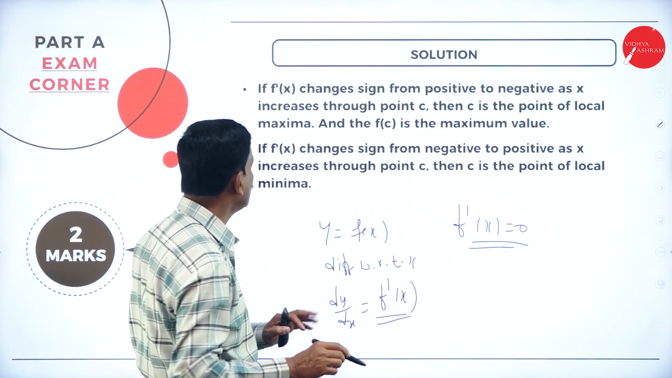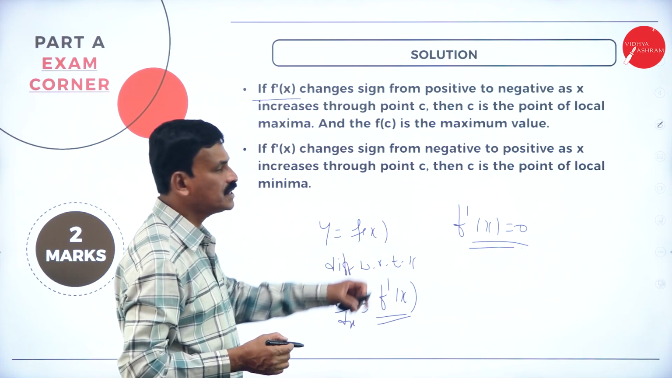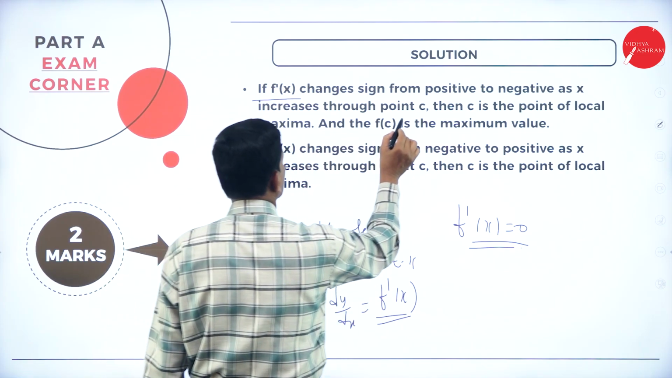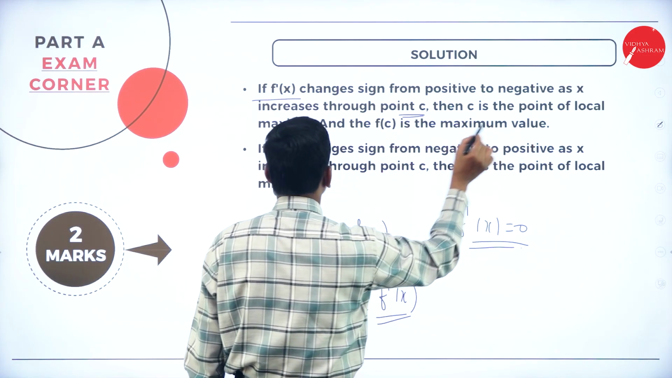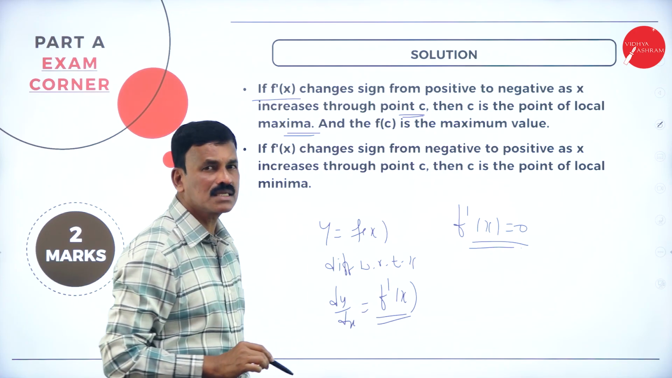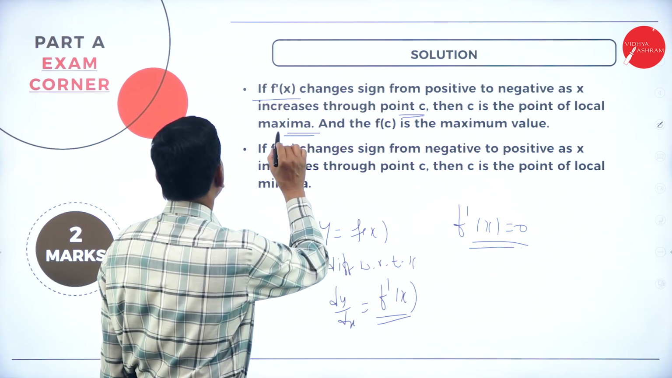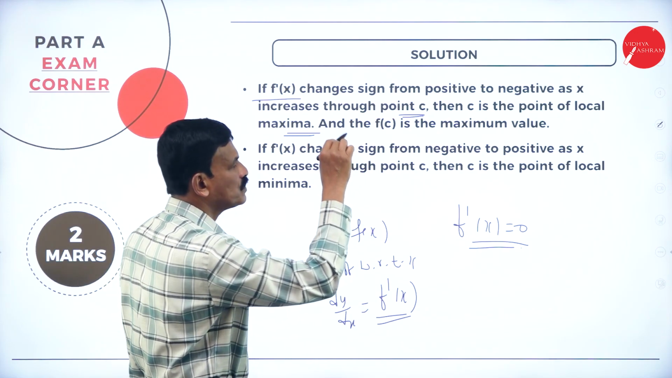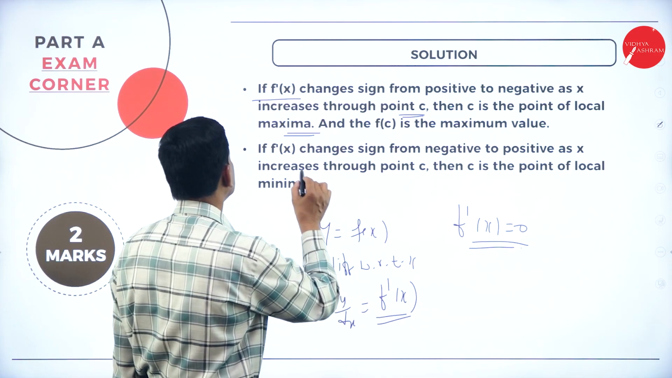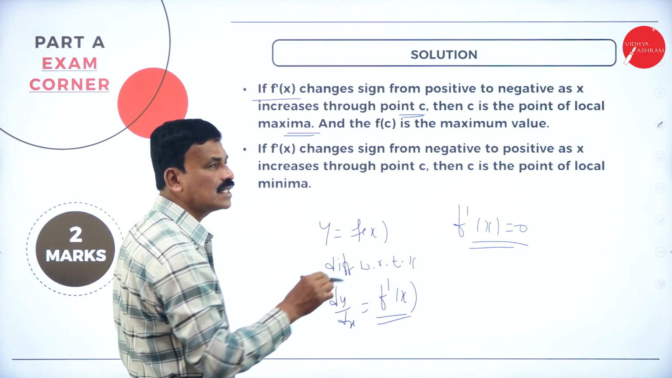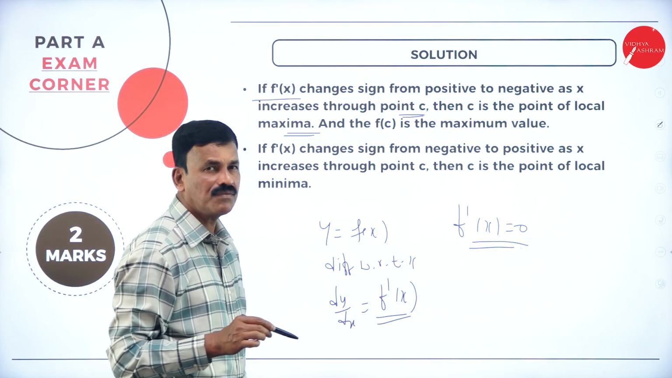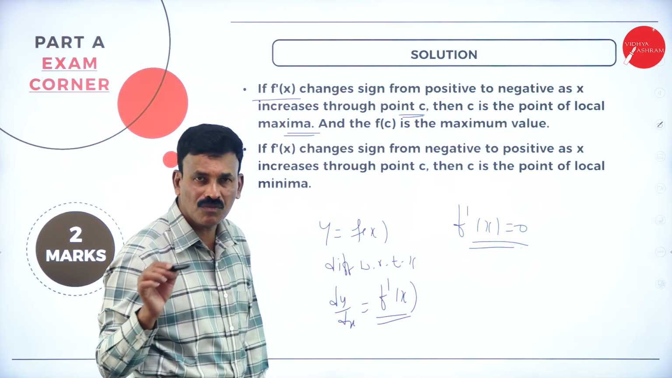Now, the condition number 1. Suppose f dash x changes sign from positive to negative as x increases through the point C, then C is called the point of local maxima and f of C is called the maximum value. So, if f dash of x changes from positive to negative as x increases to the point C, then the point C is the point of local maxima and f of C is called the maximum value.